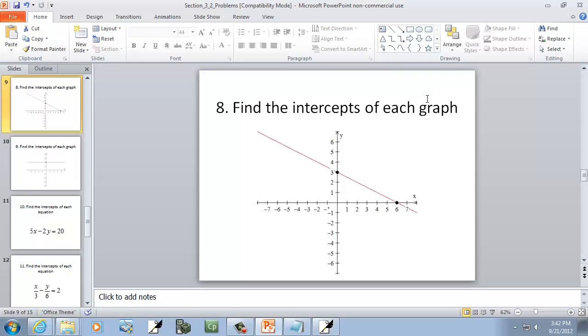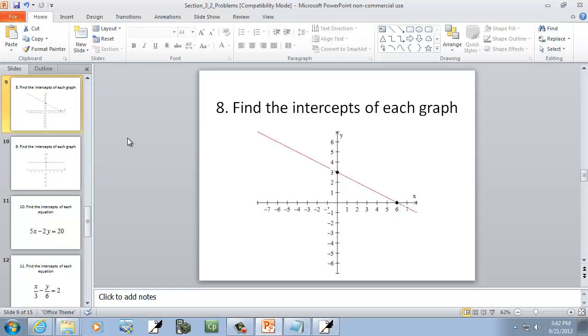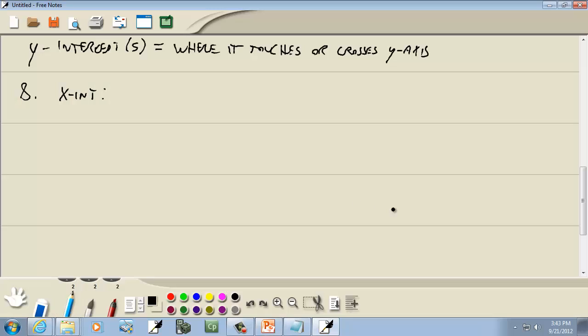Let's look at our first problem here. It says find the intercepts of each graph. Let's first look at our x-intercept. Now our x-intercept is where it touches or crosses the x-axis, which in this problem is 6. So you could write 6, or to write it in point form would be (6, 0).